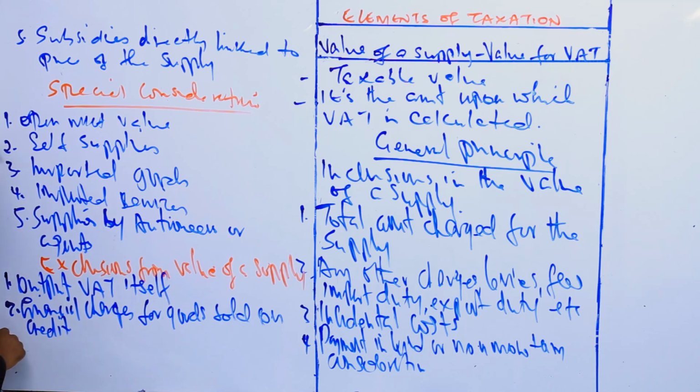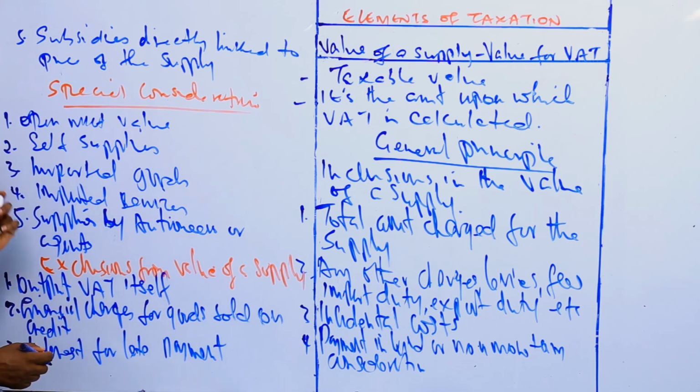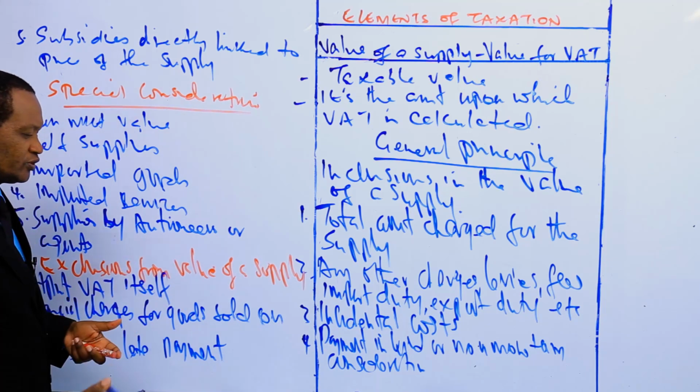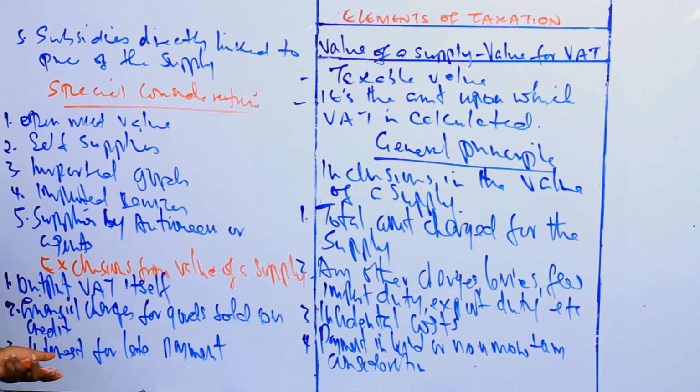Interest for late payment, number 3. These are penalties or interest charged for overdue payments by the customer. These are generally not subject to VAT. So the interest that is paid, for example, if one defaults on undischarged interest, that interest is not subject to VAT. It's an exclusion.